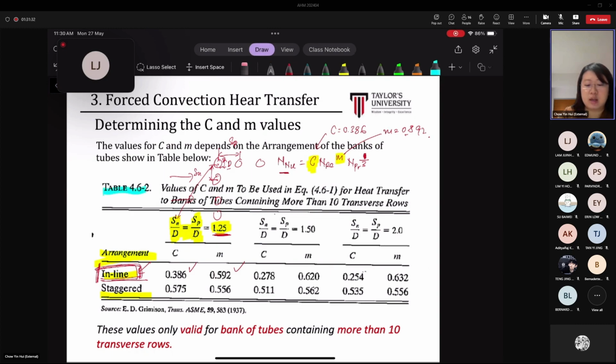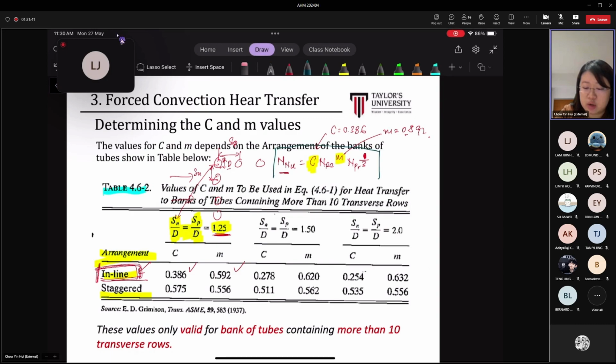You read through this heading here. It says the value of C and M to be used for equation 4.61, which is this general equation here for heat transfer to banks of tube containing more than 10 transverse rows. So this C and M value is only applicable to more than 10 transverse rows. So what does it mean by more than 10 transverse rows?